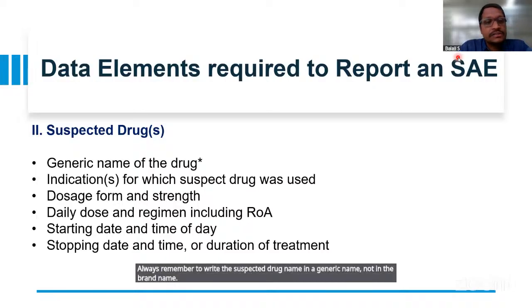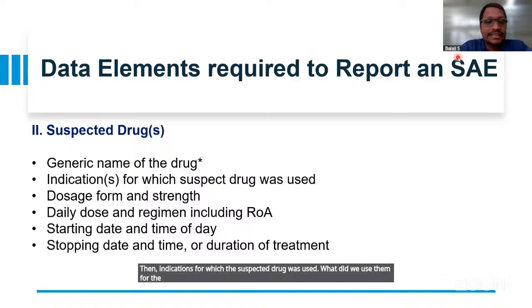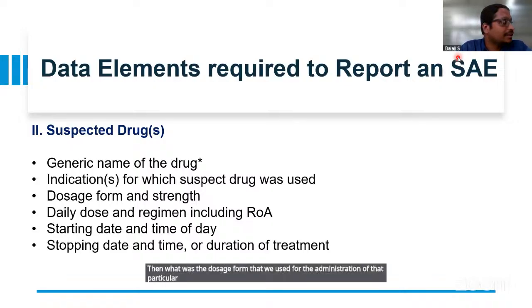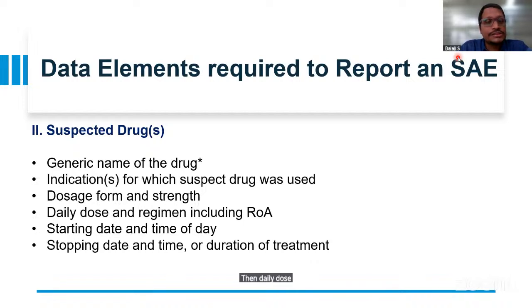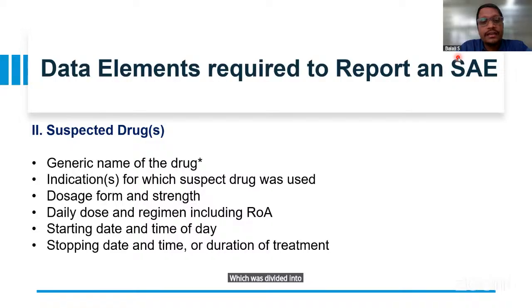Then indications for which the suspected drug was used. What did we use it for? The particular disease condition. The name of that particular disease condition has to be written. Then what was the dosage form that we used for the administration of that particular drug? The strength of the drug, that might be a milligram or a microgram, has to be mentioned. Then daily dose. What was the dose that was given, along with its frequency. That might be twice daily, thrice daily. In a day, they are consuming about 100 mg, which was divided into 3 times a day, including its route of administration, has to be mentioned.